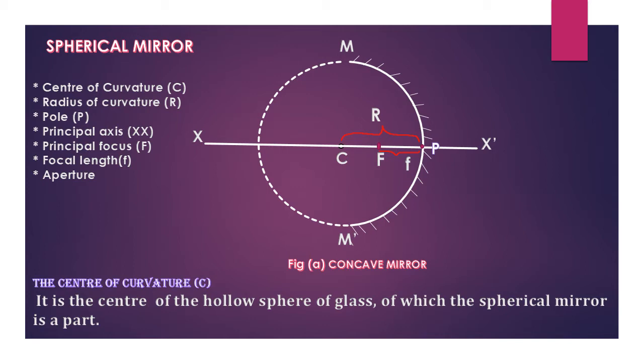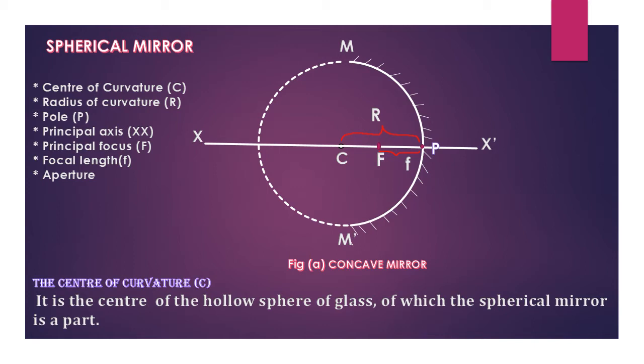Radius of curvature, noted by the letter capital R. Children, by looking at the diagram, it's very clear that this hollow sphere has a radius. So what is radius of curvature? It is the radius of the hollow sphere of glass of which the spherical mirror is a part. And you can note that the distance from C to P is the radius of curvature here.